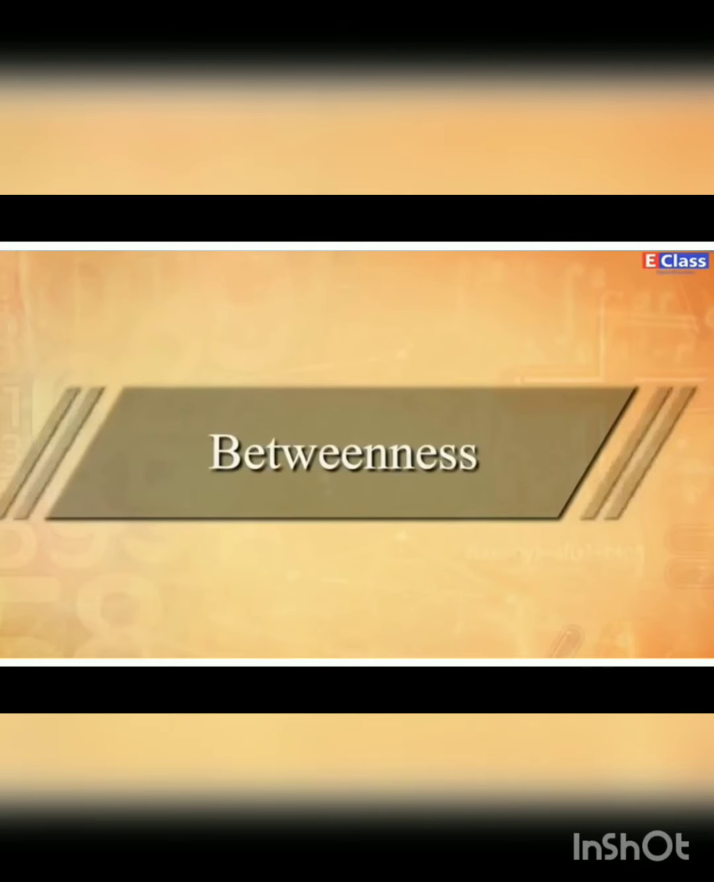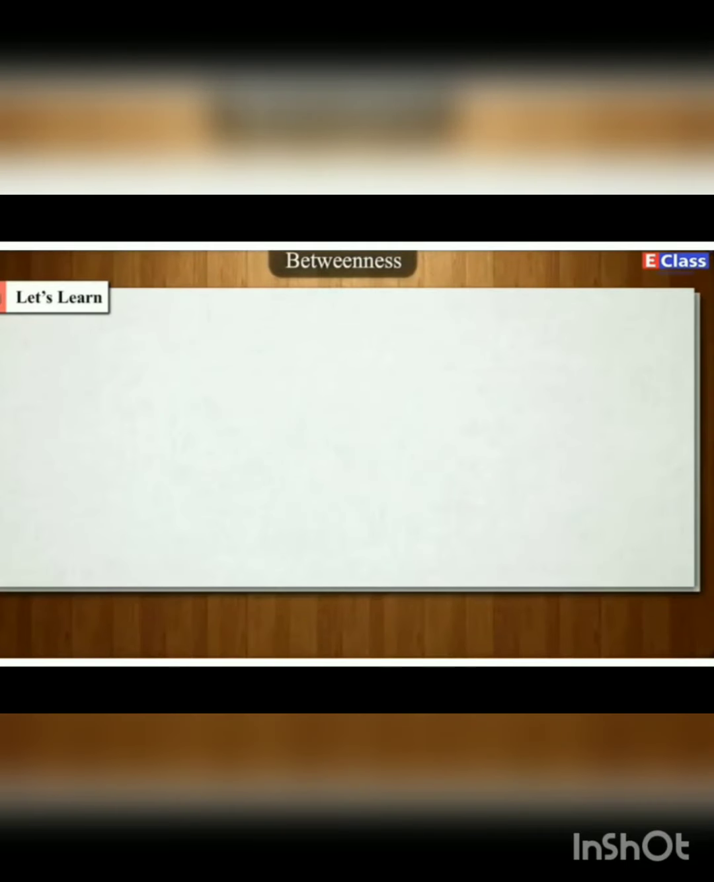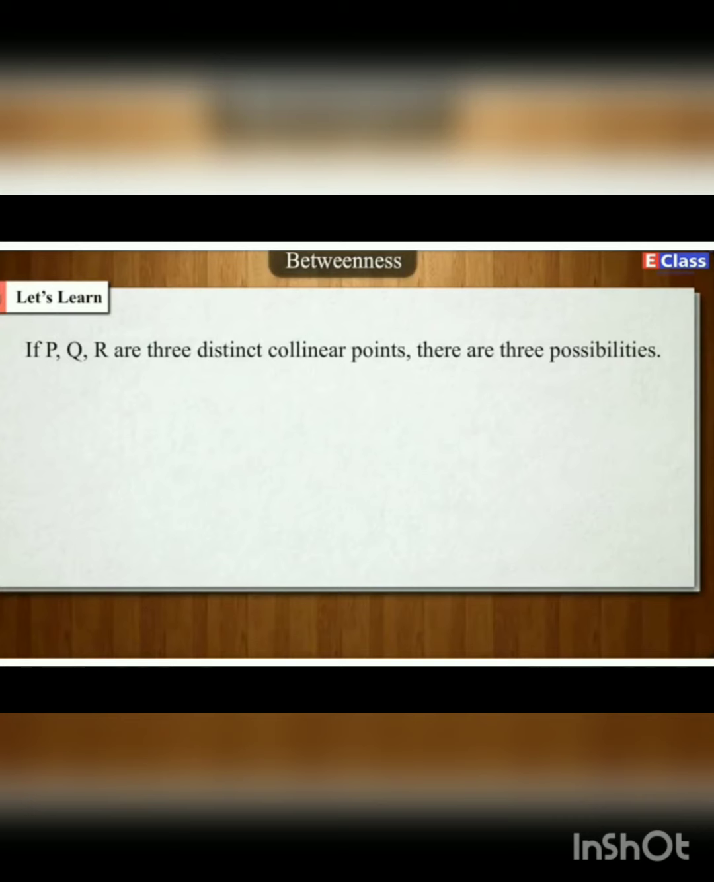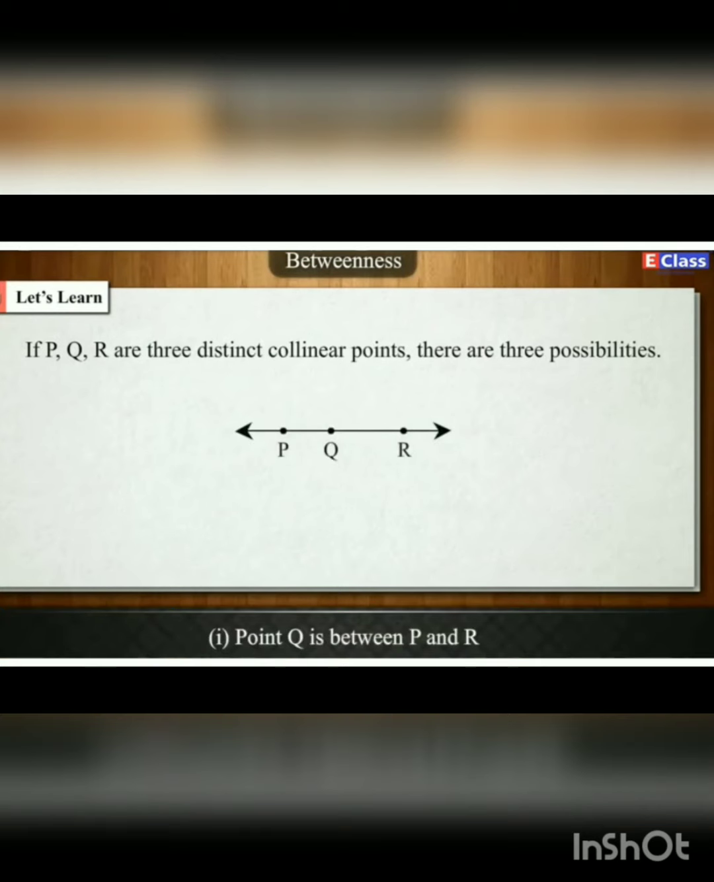Betweenness. Let's learn. If P, Q, R are 3 distinct collinear points, there are 3 possibilities. 1. Point Q is between P and R. 2. Point R is between P and Q. 3. Point P is between R and Q.